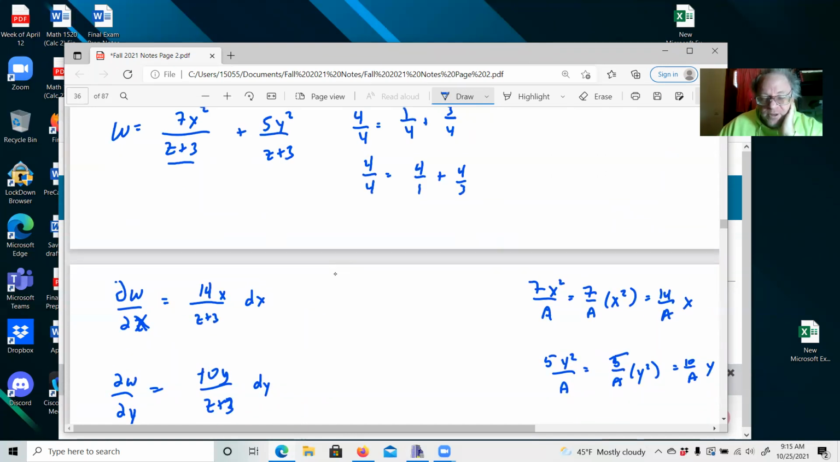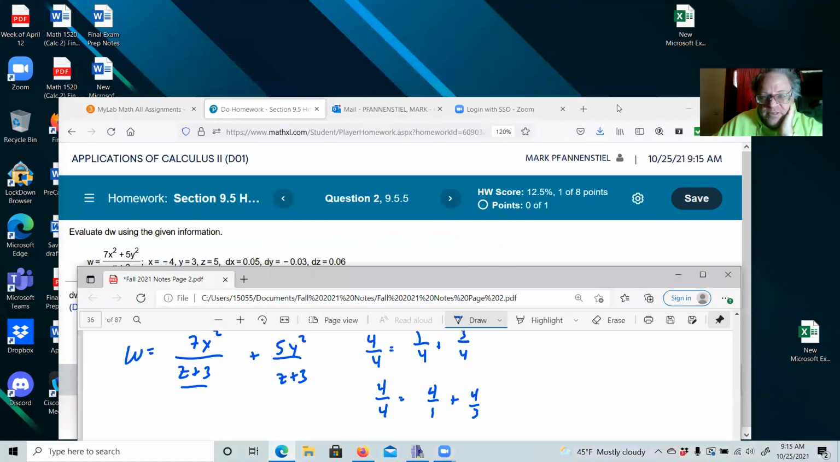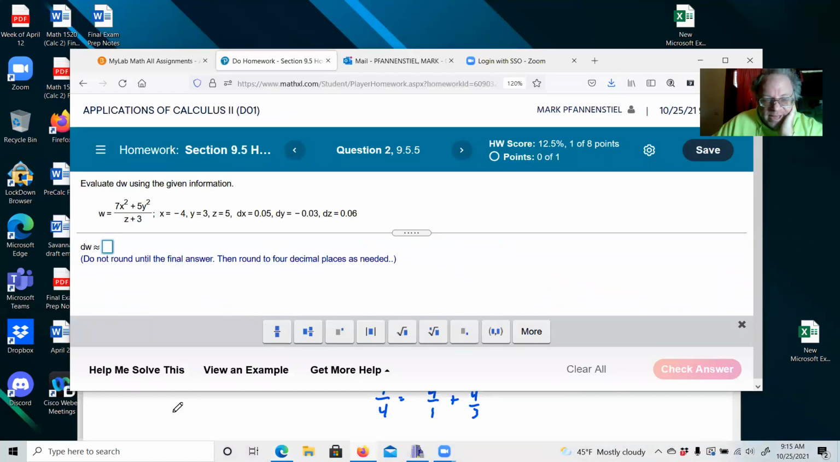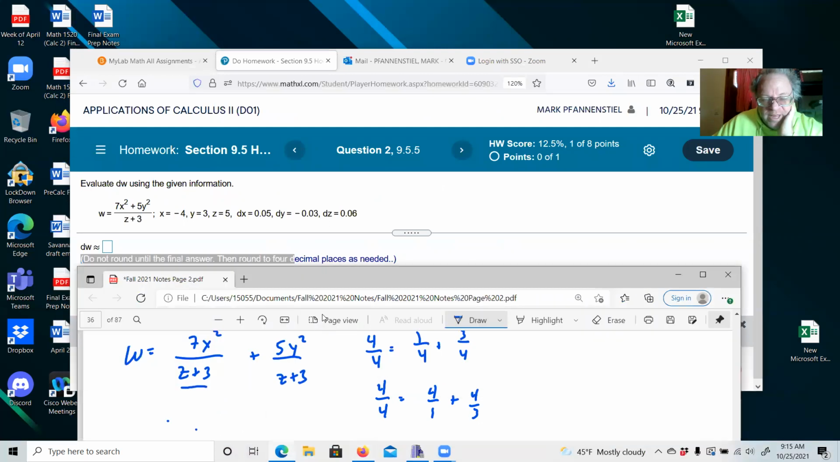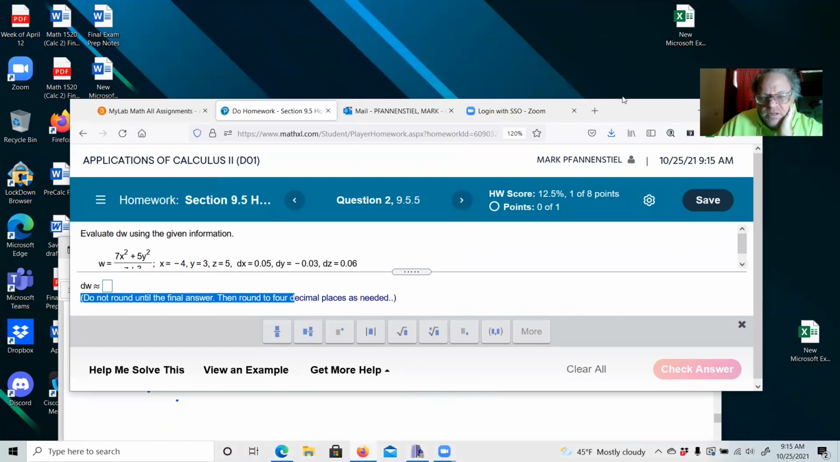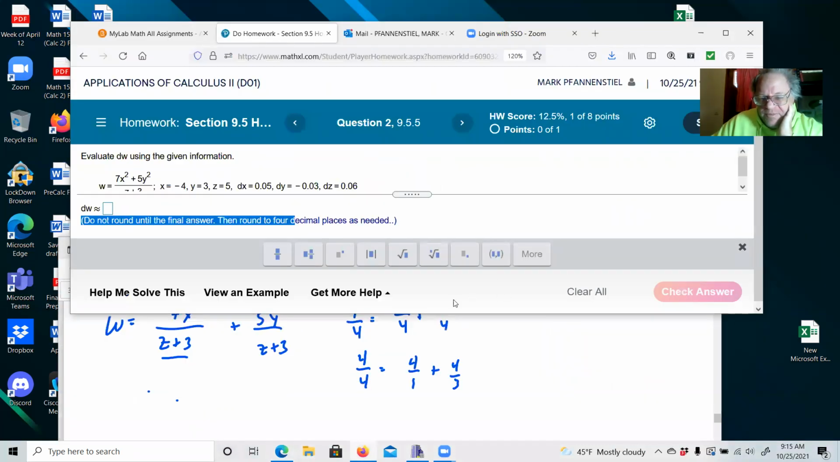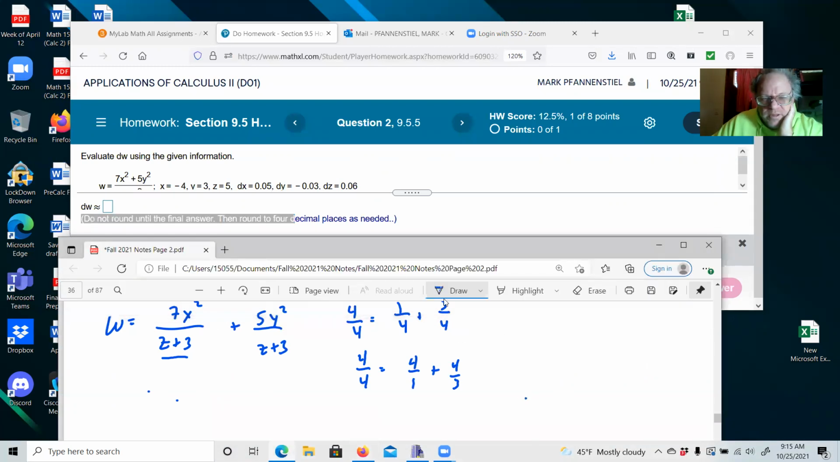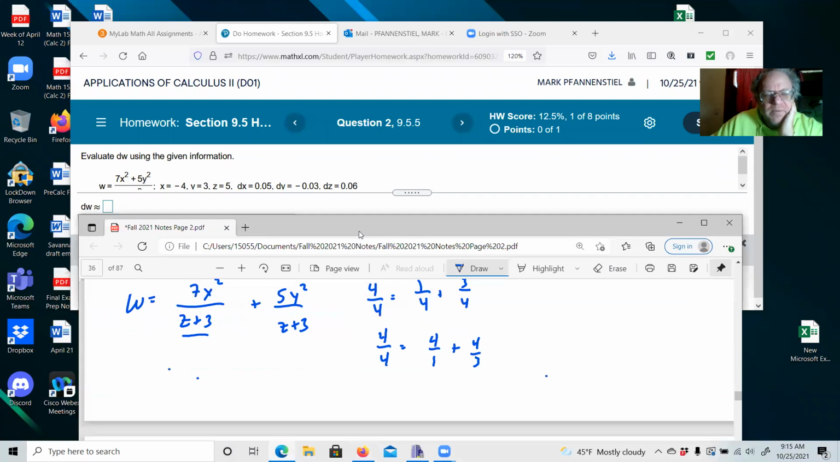All right, so here we're just going to plug our values in, right? What did they say to do? They said dx was 0.05, dy was 0.03, dz is 0.06, and we're going to hope for the best here. Let's see if I can make this smaller in a meaningful way. No, of course not, because we got this thing down here. It's not going to work.